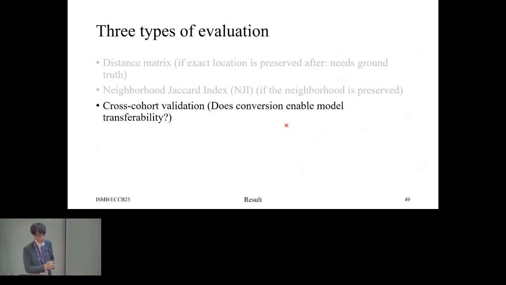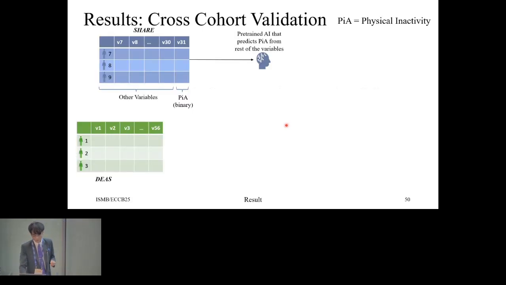We also do something called cross-cohort validation. So you remember in the beginning I said that if you have one data set and a model trained on it, can you use it on the other data? So for the shared data set, we have something called the physical inactivity variable, which is binary. And this can be predicted from the other variables, and we already have a pre-trained model for that.